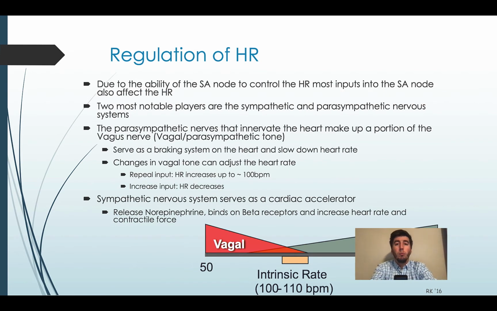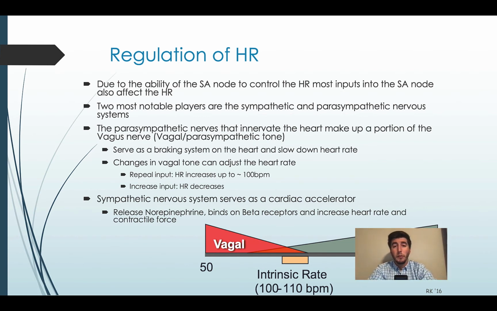So how do we regulate the heart rate? Let's talk about just the heart rate. So Q equals HR times SV. We're focused on HR right now. Well, the SA node is going to be one of the primary regulators of heart rate. But what I want you to think about is that the SA node has an intrinsic rate of about 100 beats per minute. So if the SA node were to just fire on its own, it would fire at approximately 100 beats per minute.